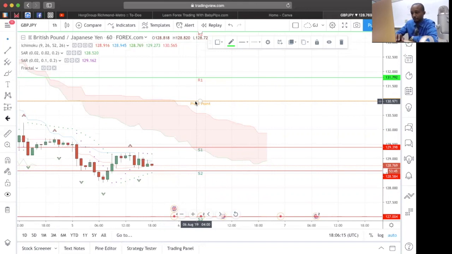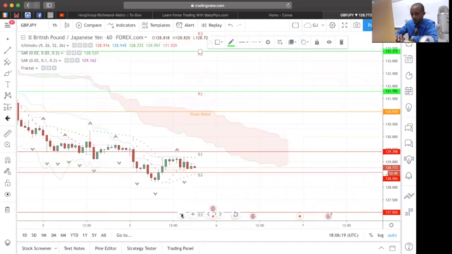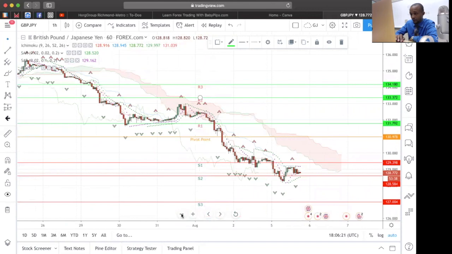But hopefully this gives you guys a good idea of how support and resistance works and how you can use it to your advantage when you pair it with technical analysis and fundamental analysis.